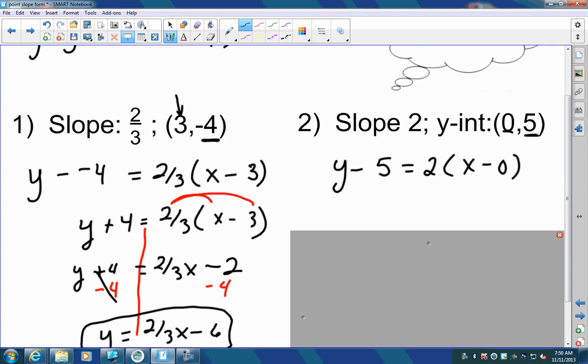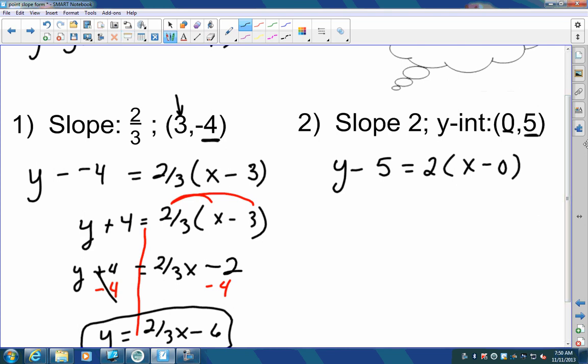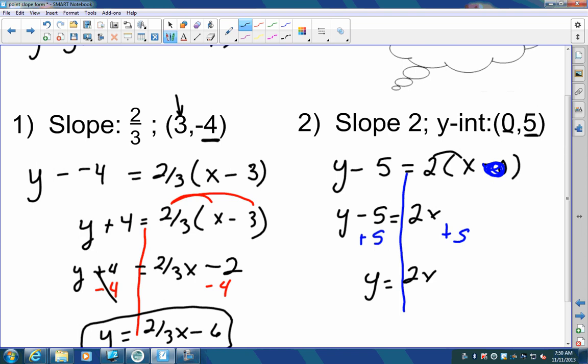Right here, that minus 0, I don't really need to do it. I can just forget about it. I have y minus 5 equals 2 times x, which is 2x. I add 5 to each side. Y equals 2x plus 5.